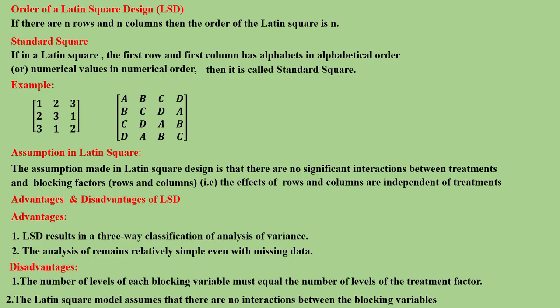The Latin square model assumes that there is no interaction between the blocking variables, so that is also there, right? If there is any interaction between the first row first element and the second row first element, then you cannot use Latin square.